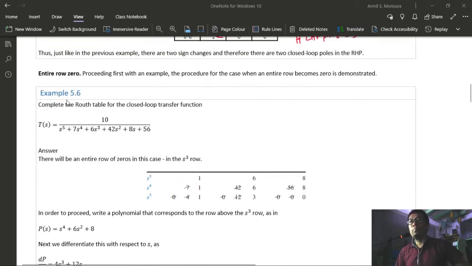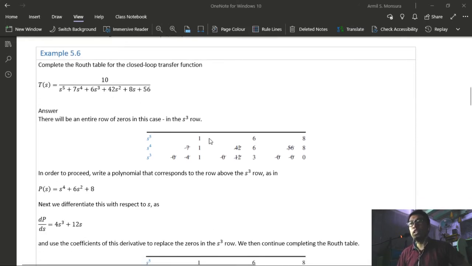Okay, so let's complete the route table for the following closed loop transfer function. In this case, we will have 10 over s raised to 5 plus 7s raised to 4 plus 6s cubed plus 42s squared plus 8s plus 56. So initially, you would have 1, 6, 8, then 7, 42, and 56. The 7, 42 and 56 can be divided by 7 to become 1, 6 and 8. Obviously, when you compute the three elements, they will be 0, 0, and 0, because the first 2 rows are identical. If the first 2 rows are identical, obviously your third row would be 0. So how do we complete it when it becomes 0, 0, 0?